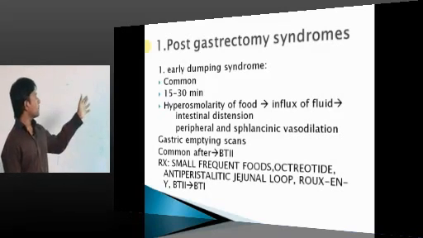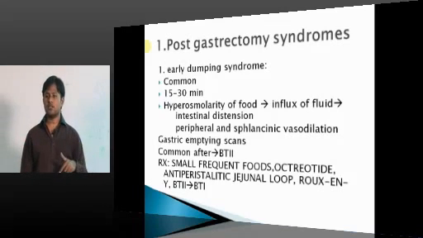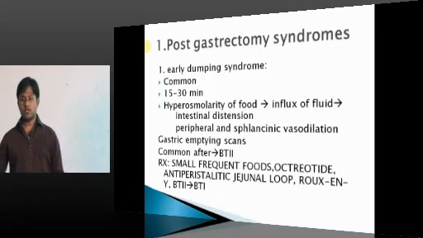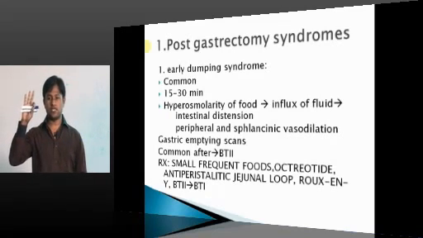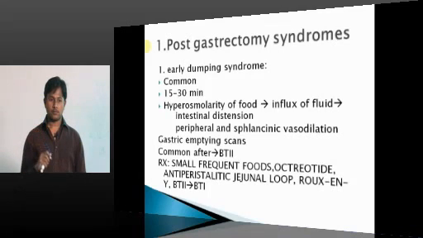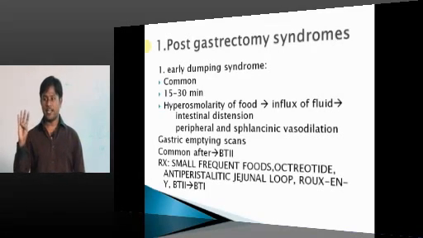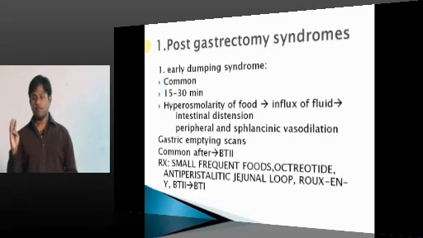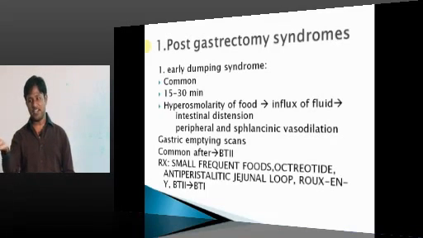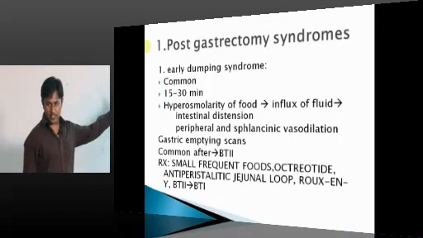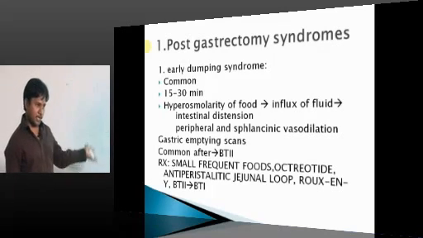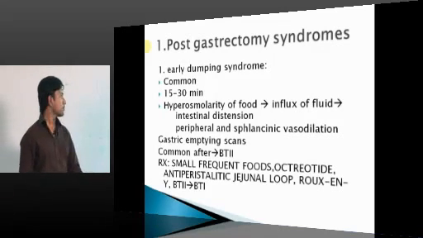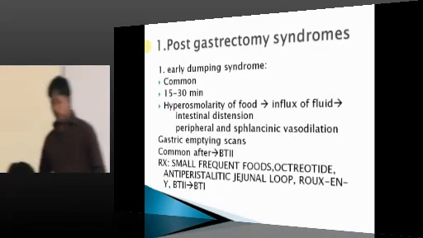Okay, so now how to identify this dumping syndrome? We talked about three important motility disorder identifying tests: simple saline loading test, fluoroscopy, radionucleotide. Okay, these are gastric emptying tests that you can use to identify whether it is early dumping or late dumping, or whether it is dumping or not. Okay, now what is the treatment?